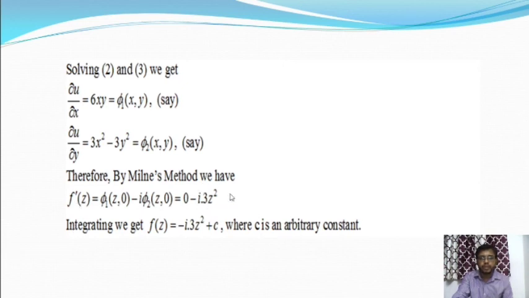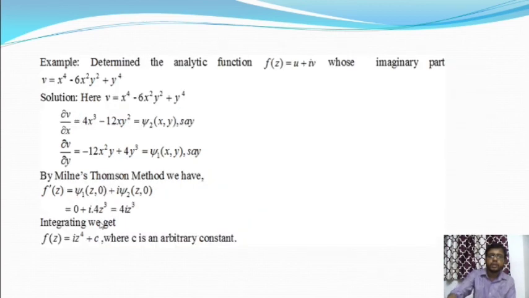Now integrating on both sides, we'll get f of z is equal to minus 3z to the power 3 by 3. There is some mistake here, it will actually be, after cancelling the term 3, minus i into z to the power 3 plus c, where c is an arbitrary constant. And this is the last problem on lecture 3.